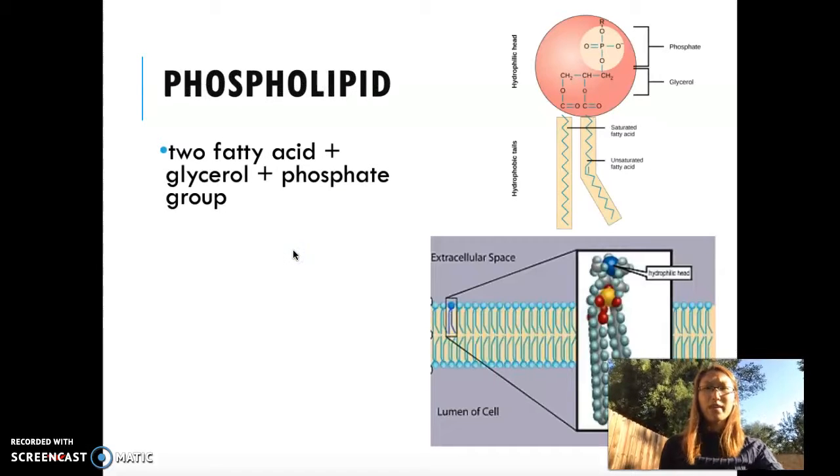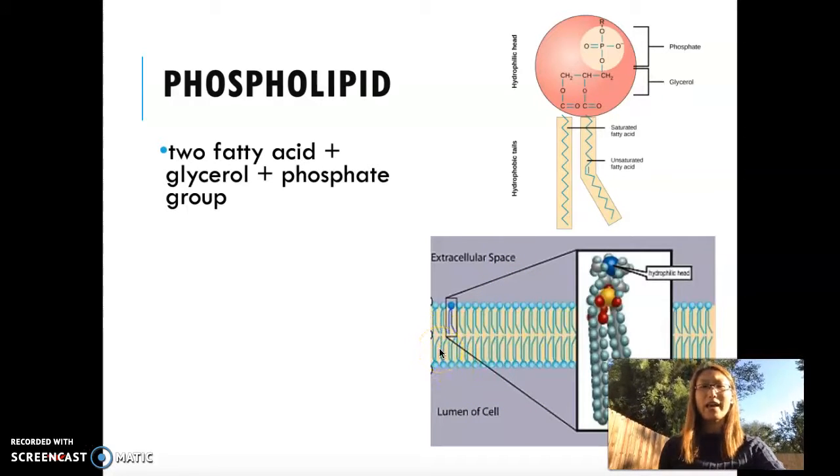Moving on. Now we have phospholipids. So phospholipids have one head and two tails. So we have the hydrophilic head and the hydrophobic tails, or the polar head and the nonpolar tails, okay? So the result of this is that the outside of the cell is liquid. The inside of the cell is liquid. So you want the heads to be facing the outside and towards the inside.